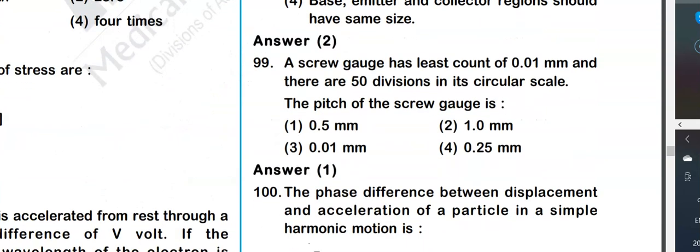99th one. A screw gauge has least count of 0.01 millimeters and there are 50 divisions in its circular scale. The pitch of the screw gauge is? This is a very simple question. We know the least count is equal to pitch scale reading, or PSR, by number of divisions.